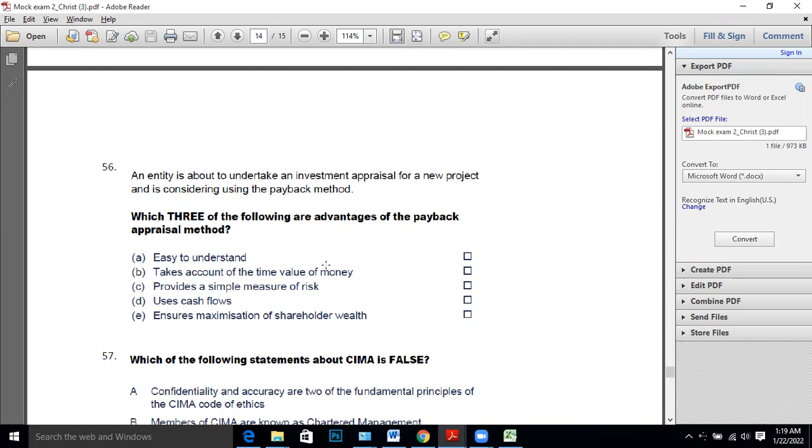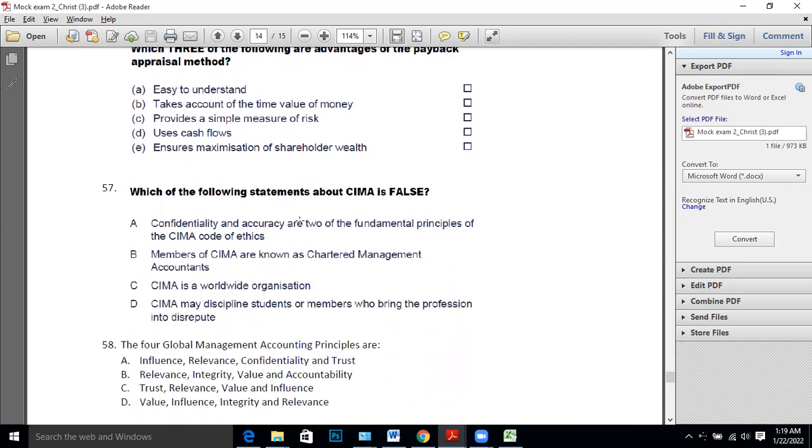57. Which of the following statements about CIMA is false? Confidentiality and accuracy are two of the fundamental principles of the CIMA code of ethics. Oh wait, we don't have accuracy in it. So this is false. Members of CIMA are known as chartered management accountants. CIMA is a worldwide organization. CIMA may discipline students or members who bring the profession into disrepute. The last two are definitely right.